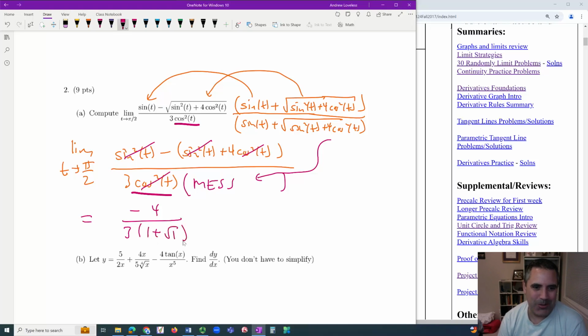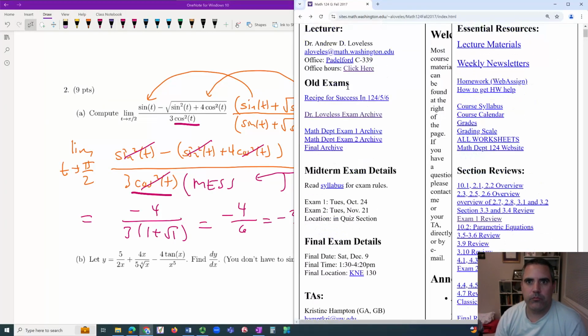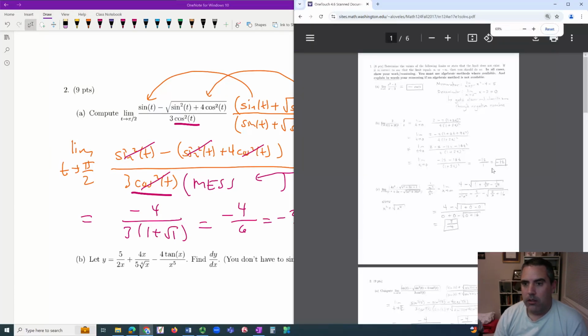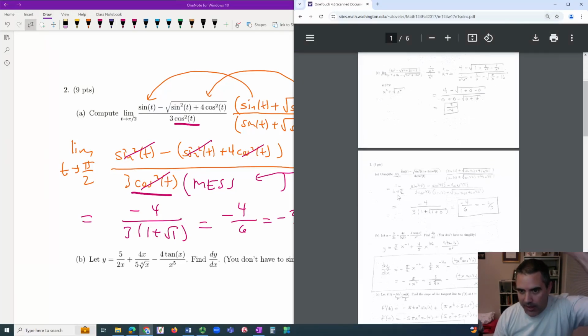1 plus the square root of 1. And so it's negative 4 over 6, or negative 2/3. Let's see what I messed up. We'll pull up my exam solutions. How am I doing? Yay, we did it.